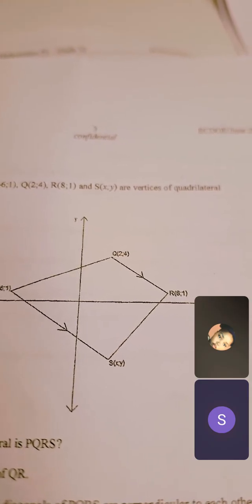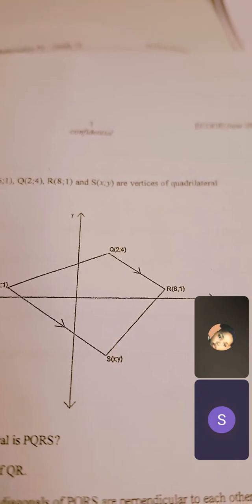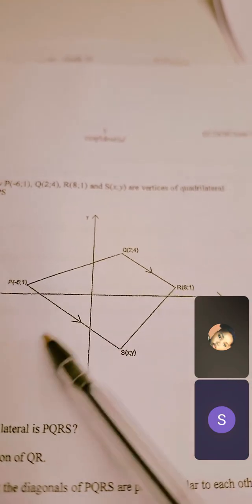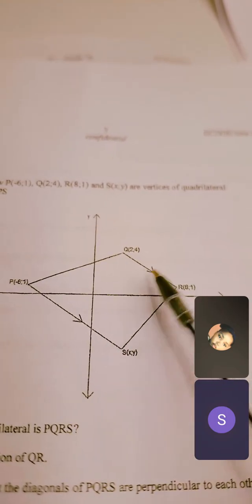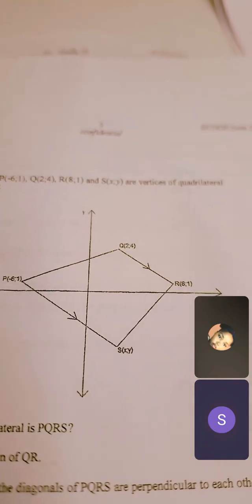It says one pair of opposite sides are parallel. One pair. Oh, so it's like a pair of shoes. You see, one pair of shoes. You wear one pair of shoes, one shoe, another shoe. So one pair of opposite sides are parallel. Just one, for a trapezium.